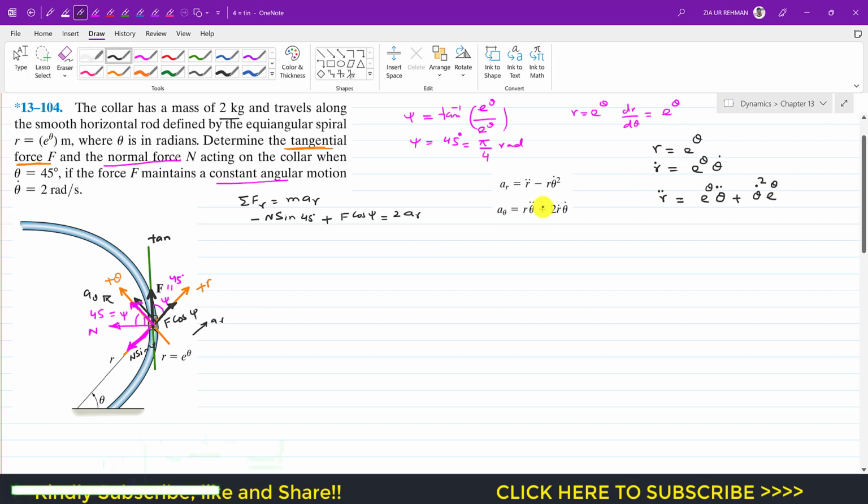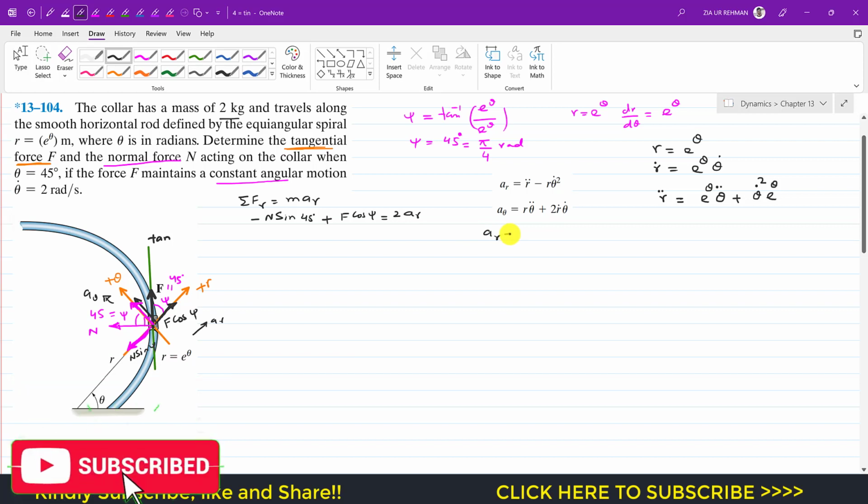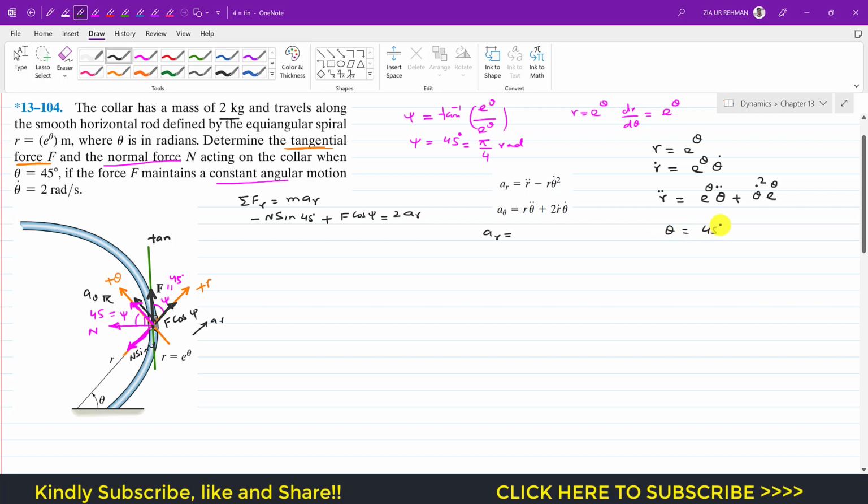So now we can find AR from this. AR is equal to r double dot, and we are given that theta is equal to 45 degrees and theta dot is 2 radian per second. Further, it is said that it is moving with a constant angular motion. This means that if we take the derivative of theta dot with respect to time, it is not changing, so this will be equal to 0. So this is theta dot square e^theta.